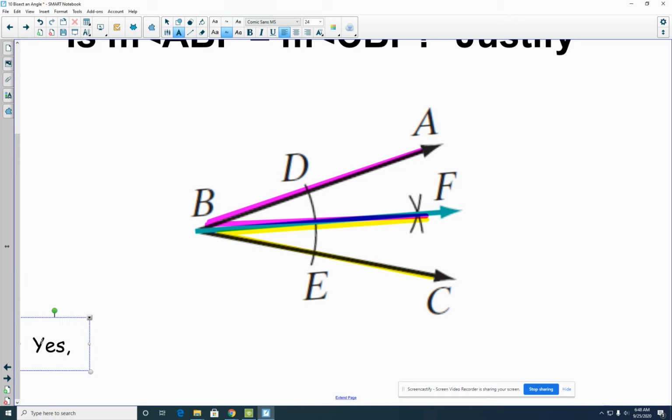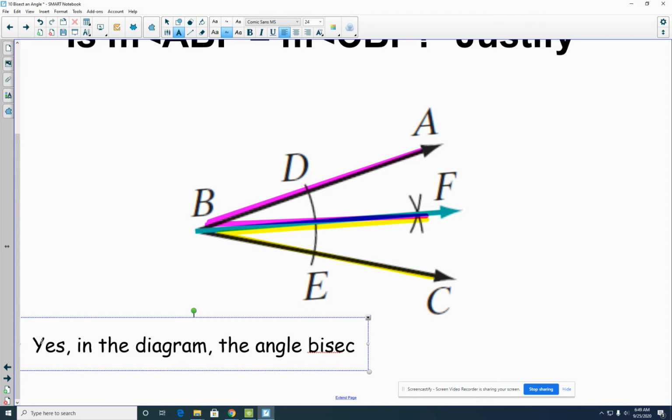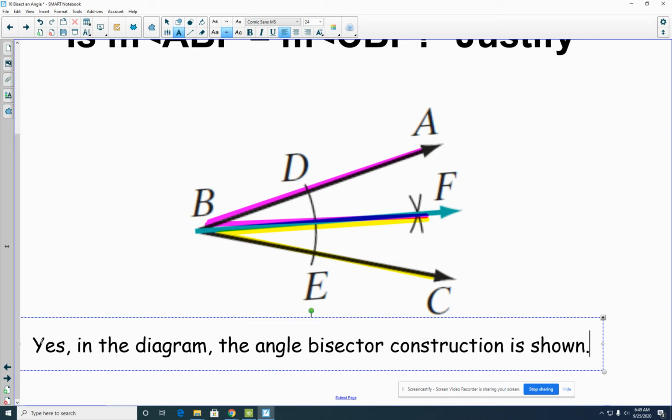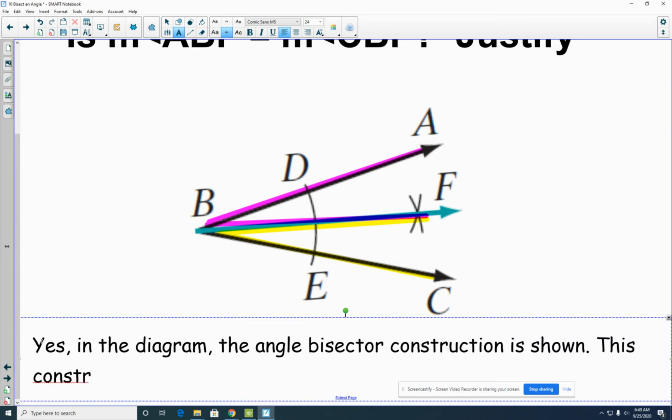Yes, they are equal because in the diagram, angle bisector construction is shown. This construction creates 2 congruent, equal angles.